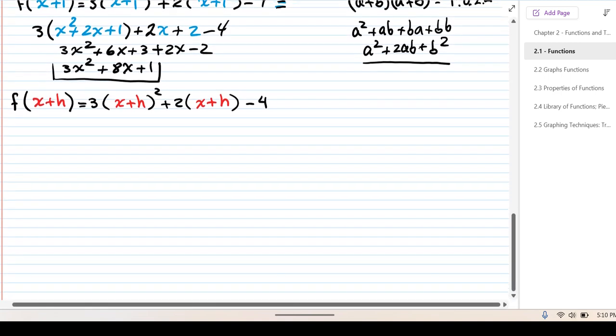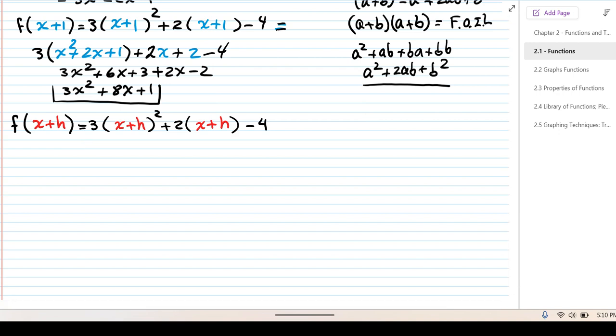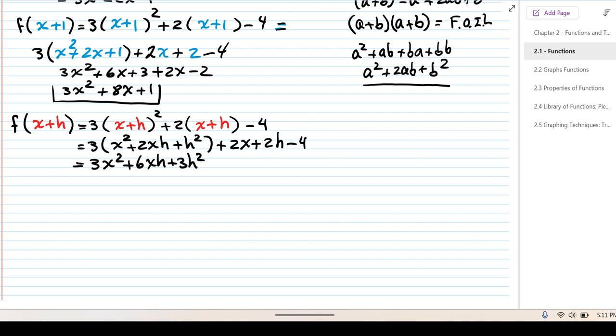All right, and then next we're going to do kind of what we did directly above it. We're going to square the binomial first, right? So let's square the binomial. We get 3 times x squared plus twice first by second, that's 2xh, plus h squared. Distribute 2 over x and h. We get 2x plus 2h minus 4. All right. And then we're going to distribute the 3 over. We get 3x squared plus 6xh plus 3h squared plus 2x plus 2h minus 4.